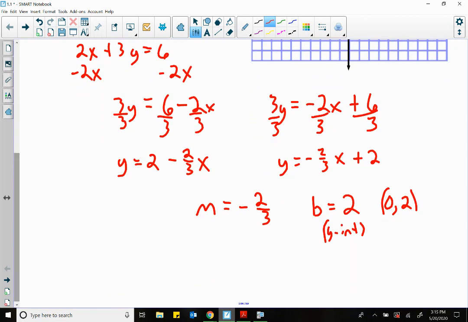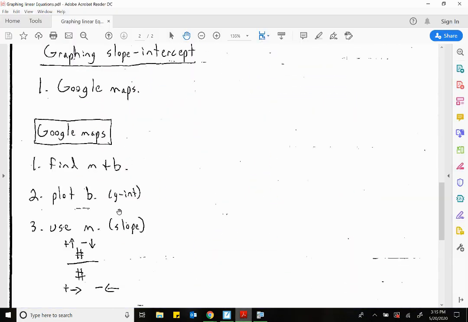Okay, so that's part 2. We found the m and b. We plotted the b. And now we're going to use m. I don't say plot slope because you can't plot slope. Slope is directions. That's why I call this Google Maps. Okay? Slope is directions where the top number moves you up and down. The bottom number moves you left and right. Okay? If your top number is a positive number, you're going to move up. If your top number is a negative number, you'll move down. If your bottom number is positive, you'll move to the right. If your bottom number is negative, you'll move to the left.